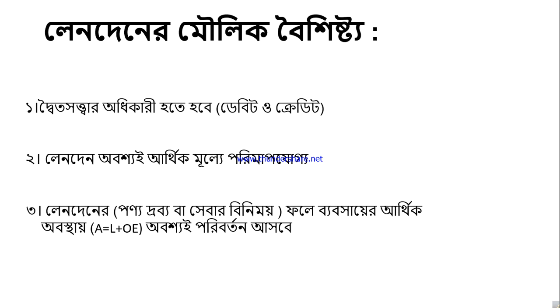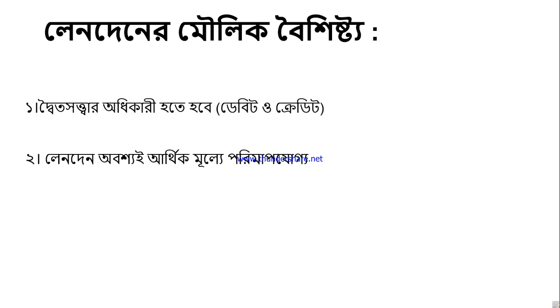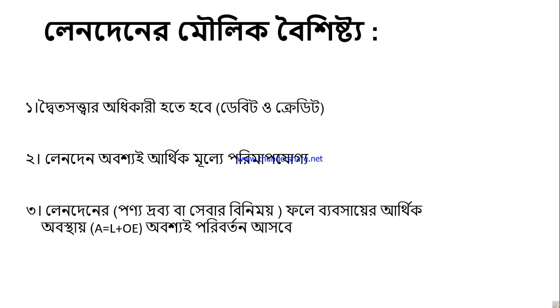Okay, now again, at least two parties involvement. It must be measured by common monetary terms. It must change the financial position of both parties. That means it will affect the accounting equation, that means A equal to L plus OE. A for assets, L for liabilities, and OE means owner's equity. Okay. Now we will observe in what procedure the transaction will be recorded.